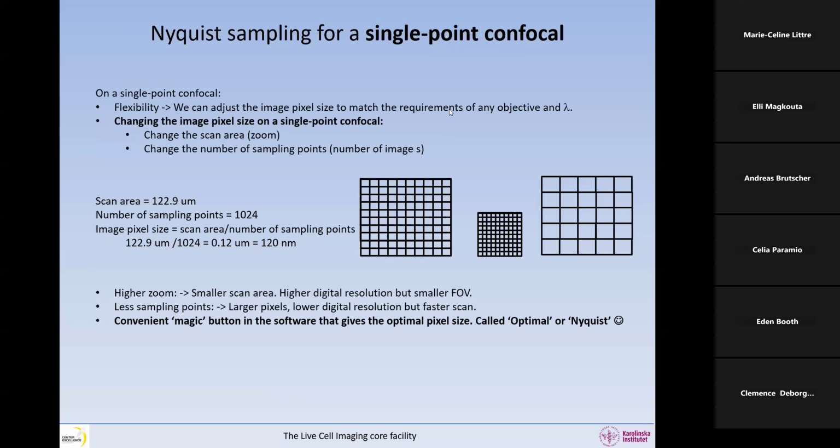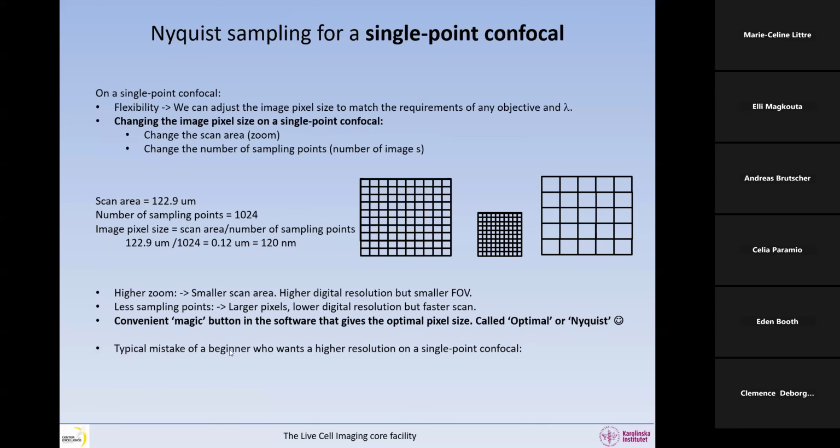In a single point confocal, there is a very convenient magic button in the software that gives you the optimal pixel size for the objective and the wavelength that you are using. And it is called, depending on the software, optimal or Nyquist. Okay, so I think almost everywhere it's called optimal, but in Nikon it's called Nyquist. So now you know why.